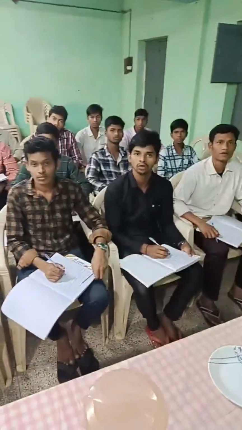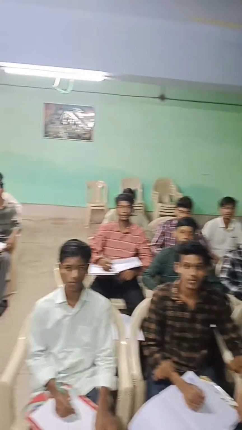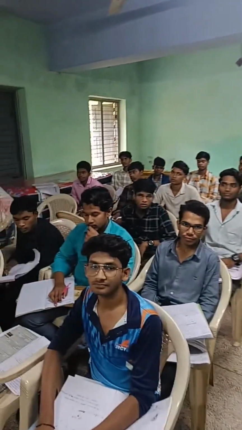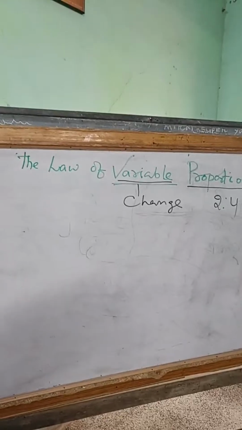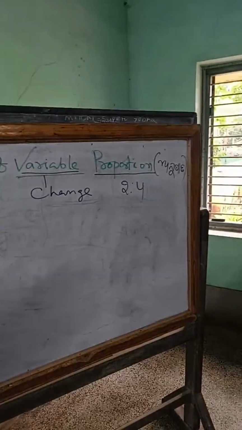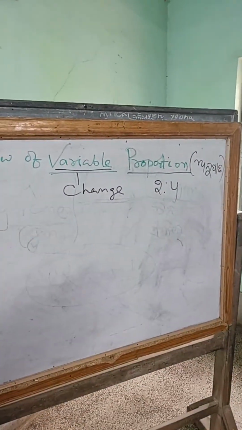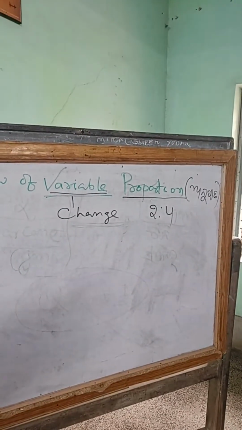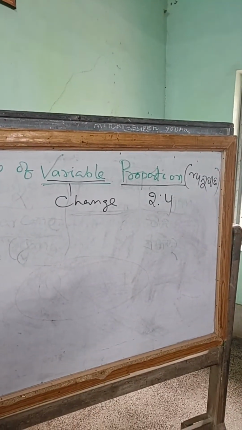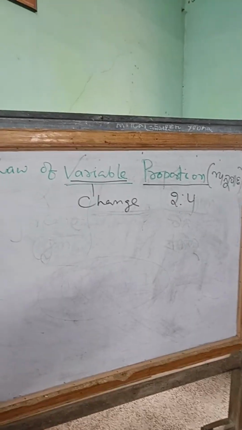What is the lesson? Law of variable. Very good. Excellent. See in the board. Law of variable proportion. Variable means change, proportion means like this. 2:4 proportion. What proportion? Okay.